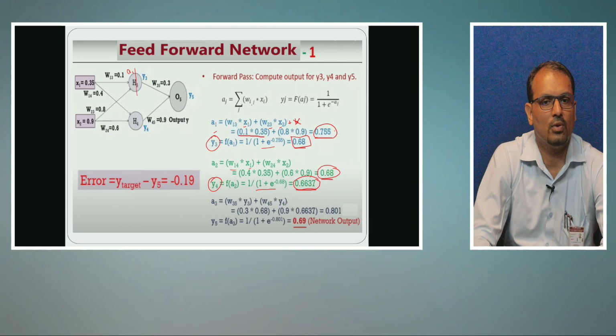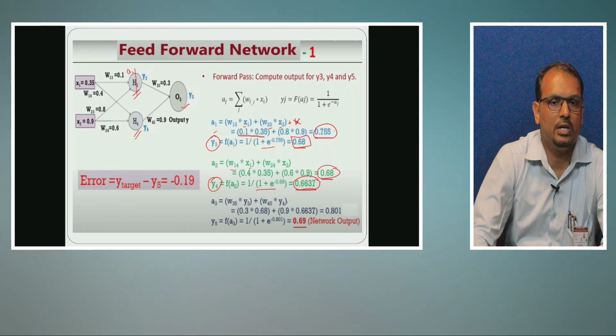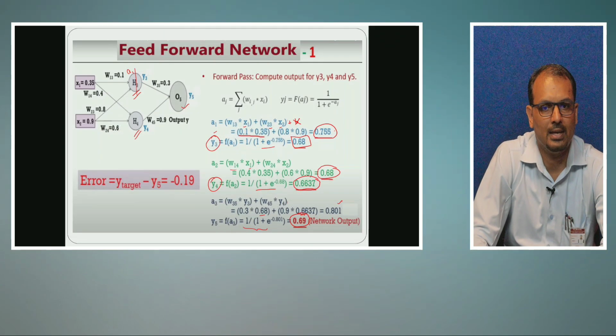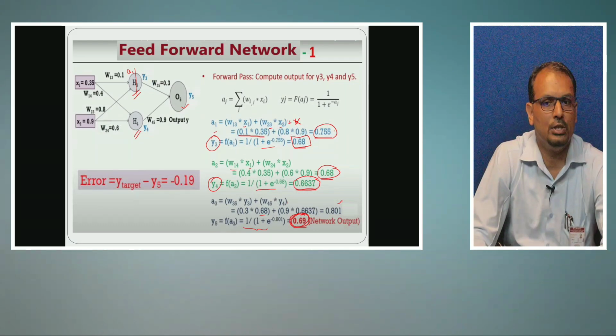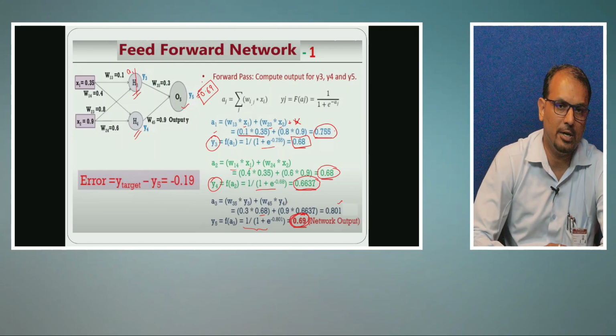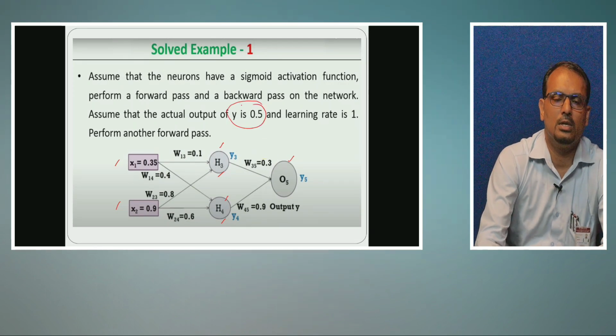In the same way you can calculate a3. Once you know these 2 values, we can easily calculate y5. In the same way, both values we already calculated, and in the first phase of the output, when you apply the activation function, you get 0.69. And as per the statement, the expected outcome is 0.5.